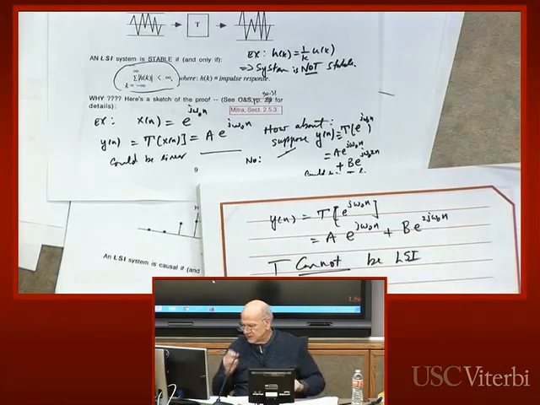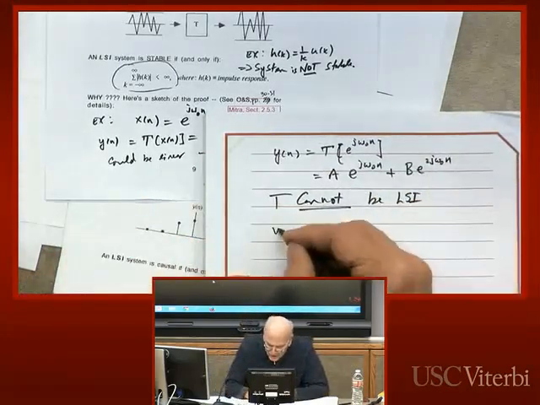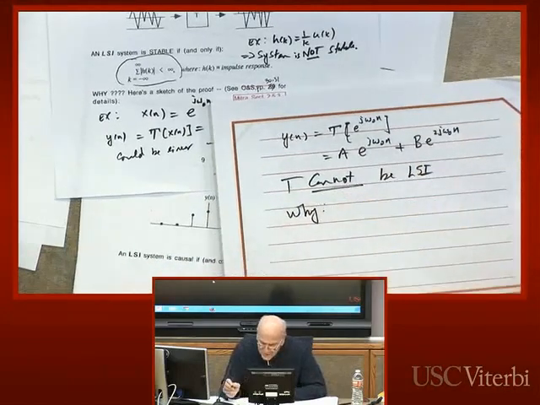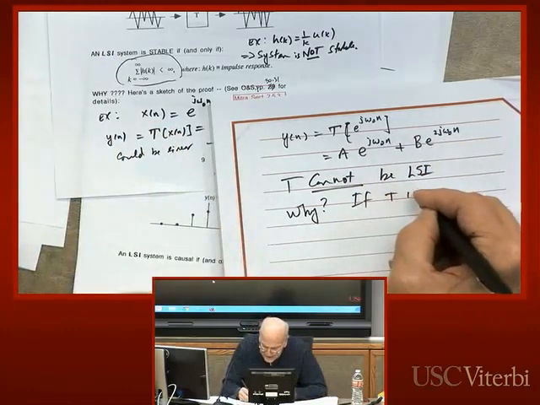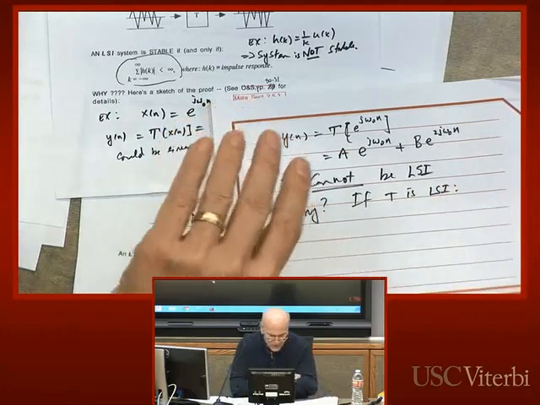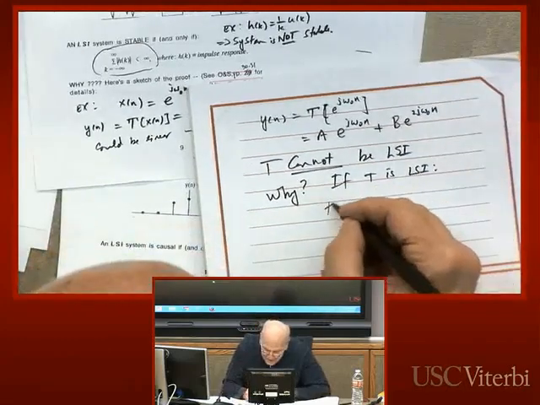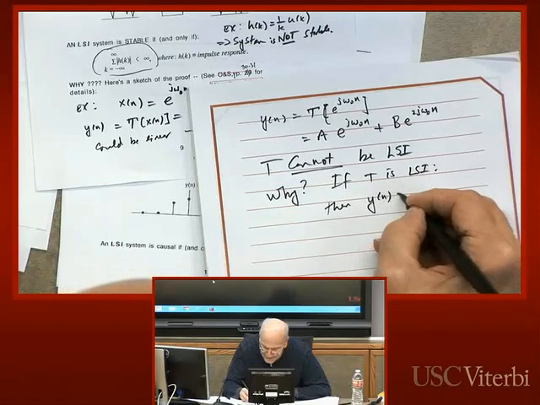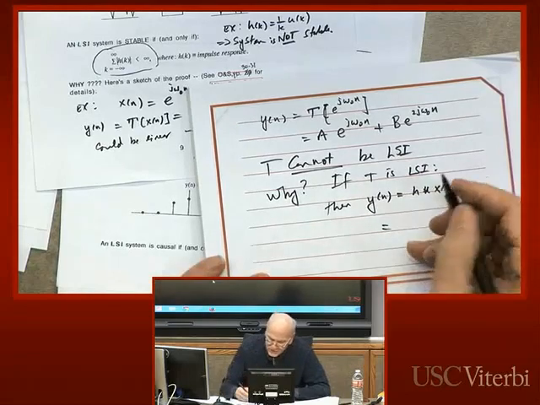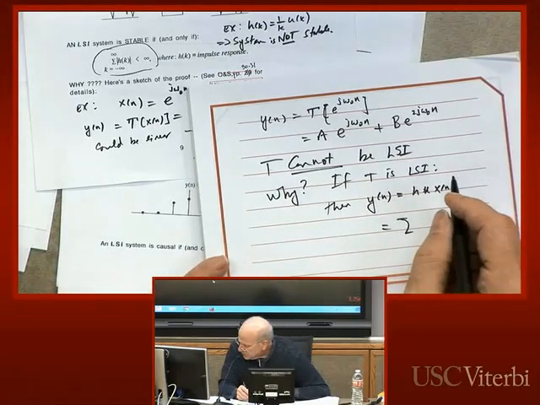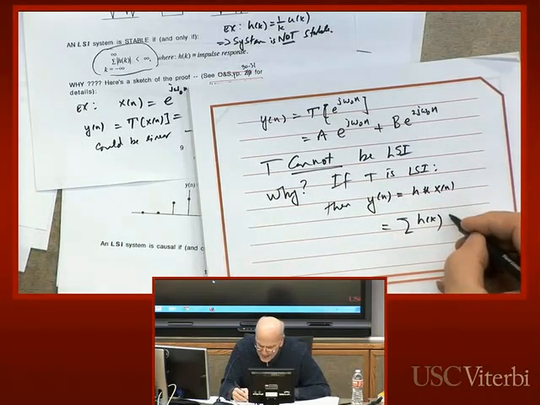Maybe I will let you think about that. Why? Because if T is linear shift invariant, if T is LSI, then we know that y of n is equal to h convolved with x of n. And for this case, that's going to be the summation, I will call it, of h of k times x of n minus k.